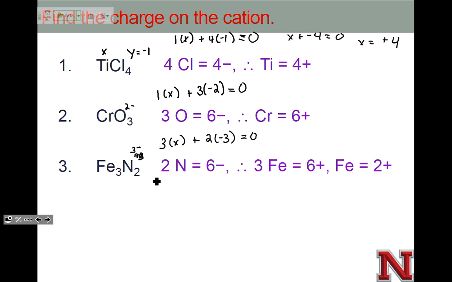So here when we solve for X, we see that our iron must have a +2 charge. So this would be iron 2 nitride.